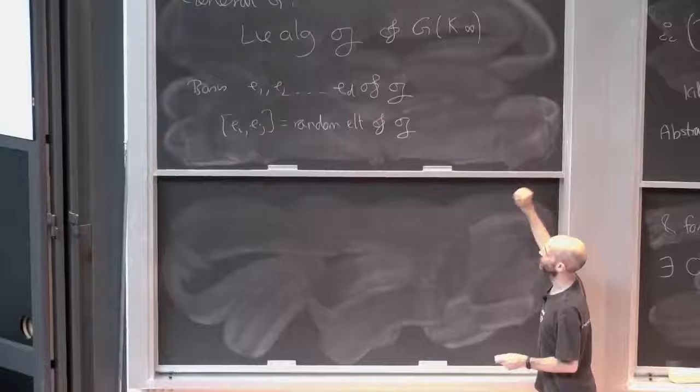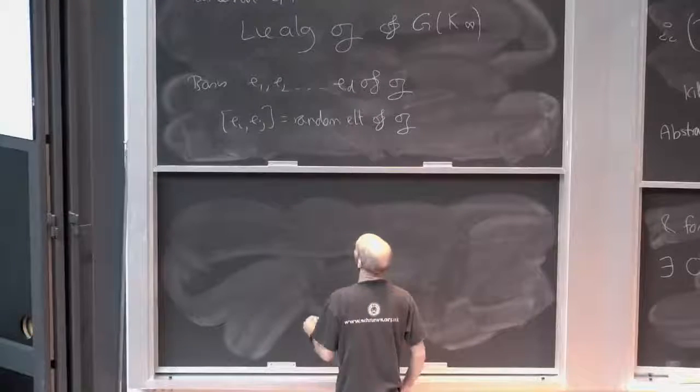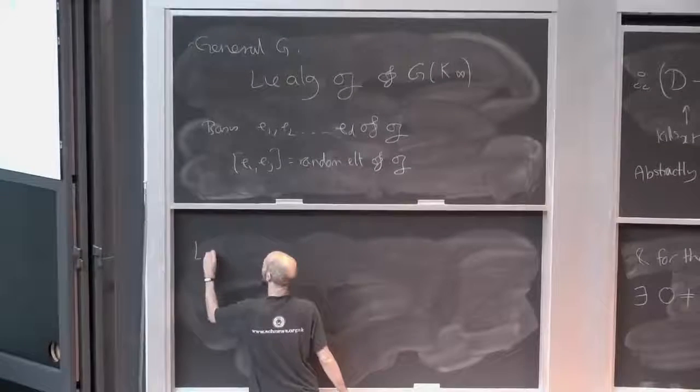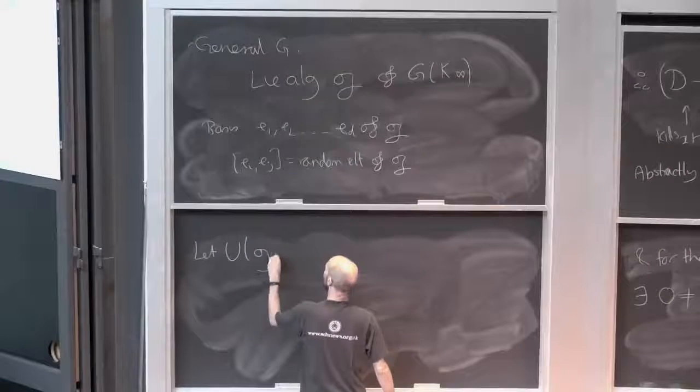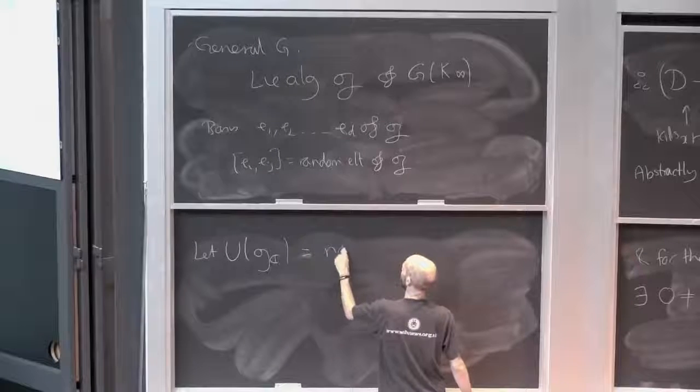So now, to proceed, we have to use this trick of Harish-Chandra, right? So now, let U of G_C, so this is just g tensor C, be the non-commutative polynomial ring.